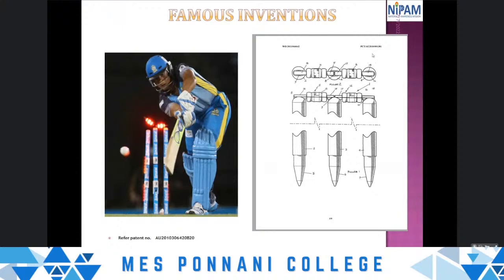So you can see the patent drawing that he submitted along with his specification. The patent number is also given here. You can note down this number and search it in Google Patents. You can find out the entire description and the specification that is associated with this particular invention.